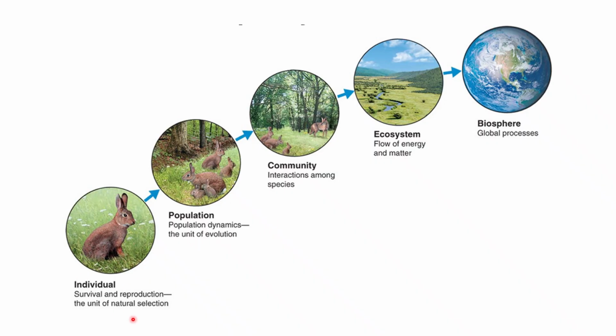So at the individual level, ecology is looking at survival, reproduction, things like that. At the population level, we're really looking at population dynamics. How does the population grow or shrink? What are the factors affecting the population's growth and health? At the community level, we're looking at interactions between different species. Ecosystem level is primarily the flow of energy and matter. And then the biosphere, we're talking about global processes like mass extinction events, climate change, things like that.